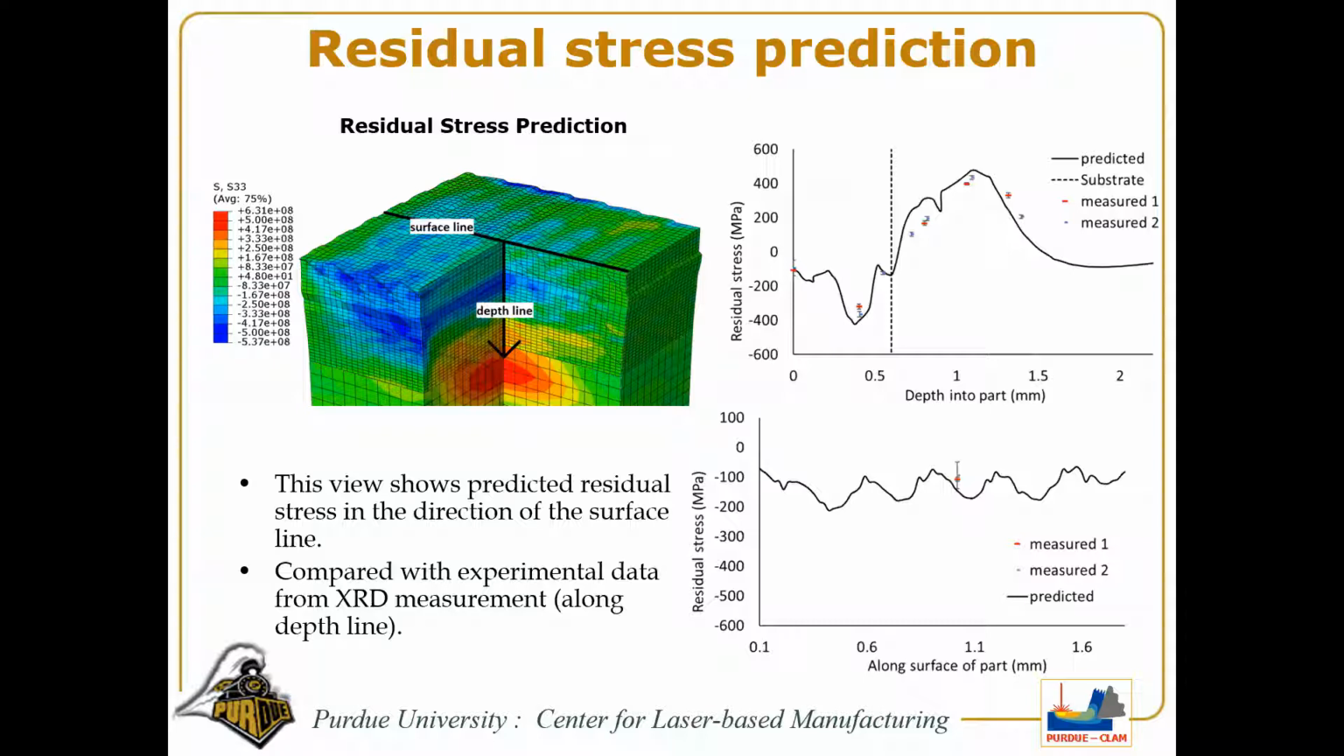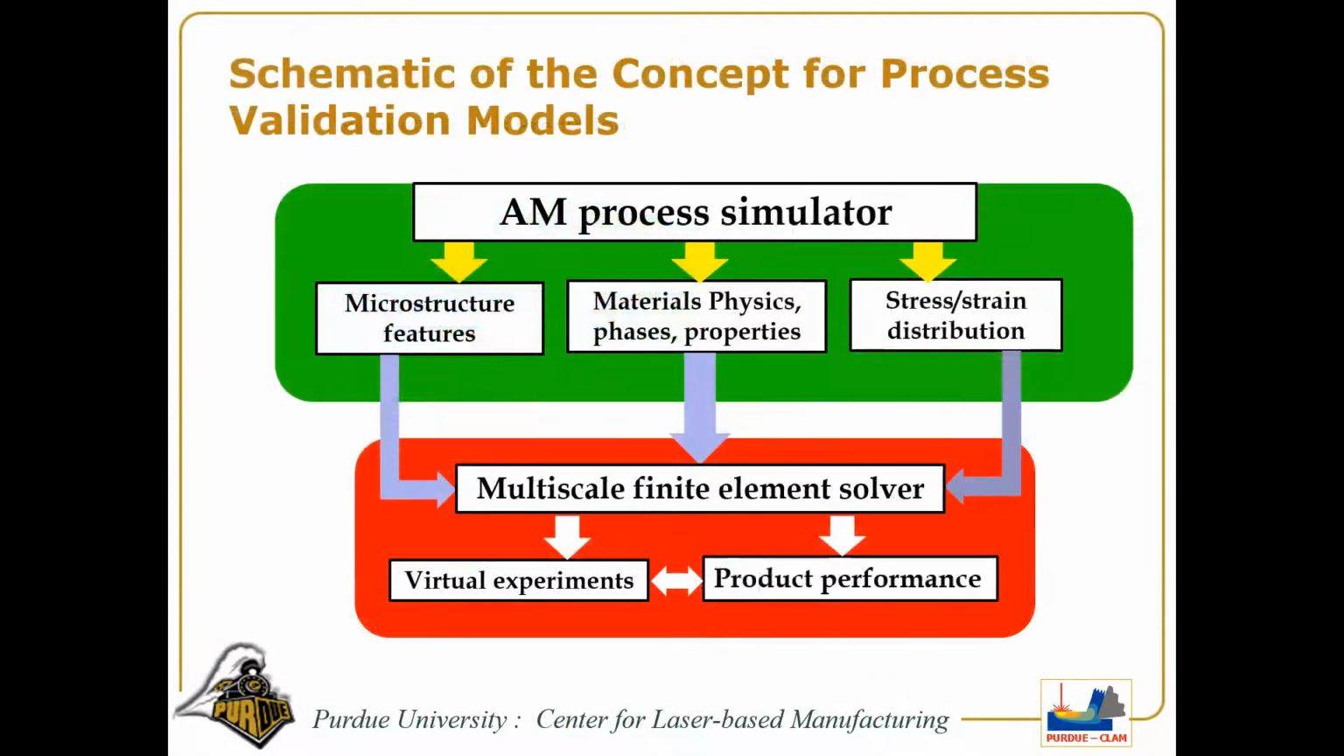So on the right-hand side is the predicted residual stress versus the measured data. So you see several measurement data points are overlaid on top of the predicted values. So if you have a good physics-based model, you should be able to predict these things to the accuracy needed enough to be able to use to qualify the parts. So this is what we have been doing.